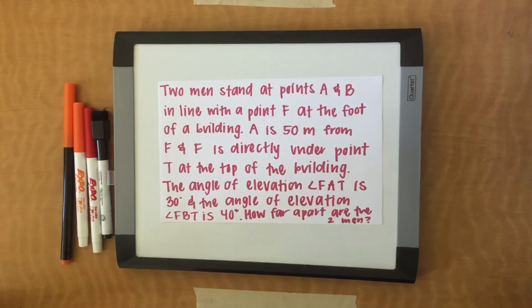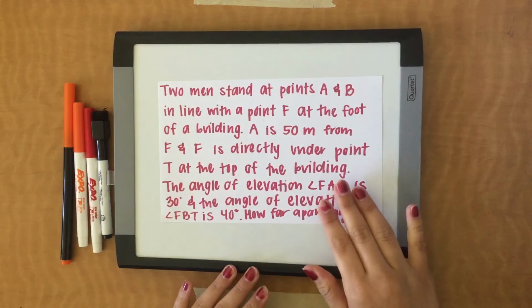So today we'll be solving 7.4, number 7. And the problem says, two men stand at points A and B in line with a point F at the foot of a building. A is 50 meters from F, and F is directly under point T at the top of the building. The angle of elevation, FAT, is 30 degrees, and the angle of elevation, FBT, is 40 degrees. How far apart are the two men?